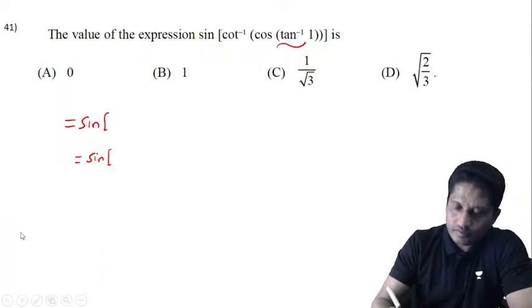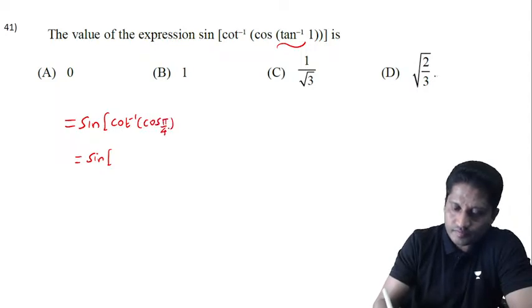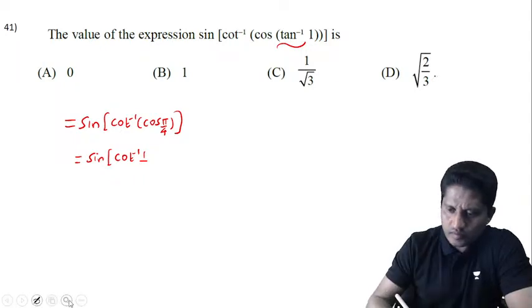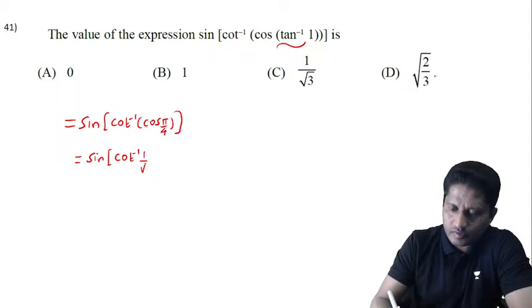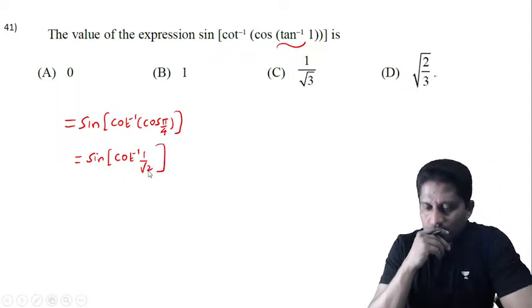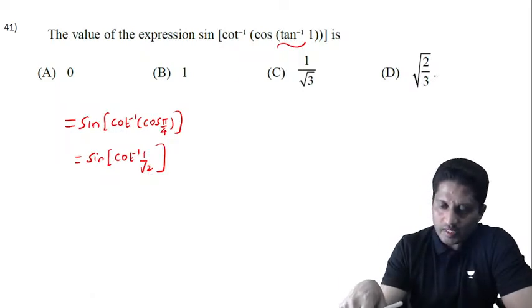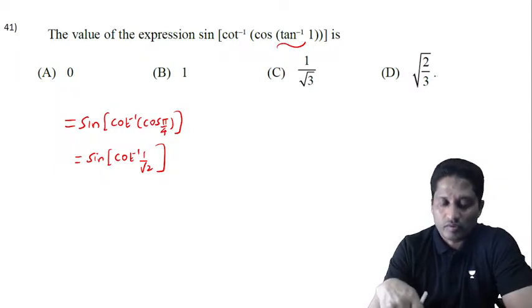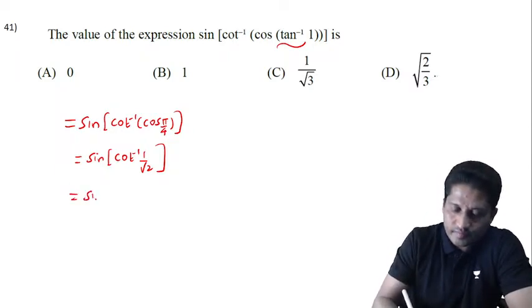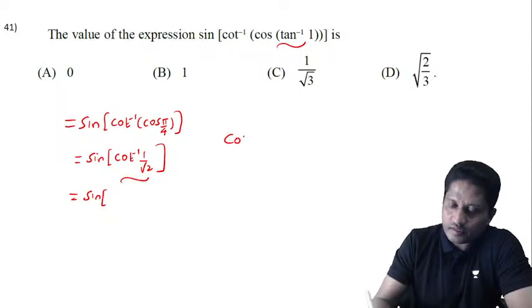This is equal to cot inverse of cos of tan inverse of 1, which is pi by 4. So this is cot inverse of cos 45, and cos 45 is 1 by root 2. You get cot inverse of 1 by root 2. Now I'll take this cot inverse of 1 by root 2.